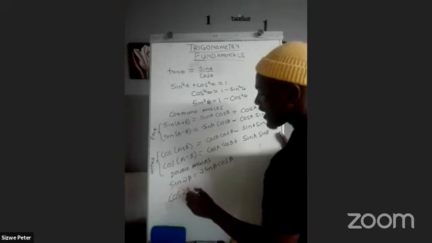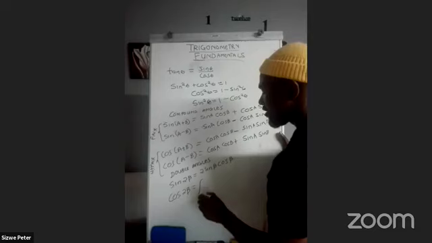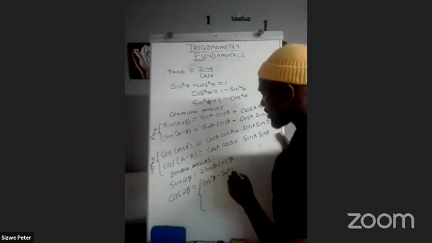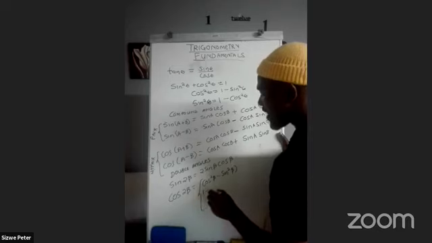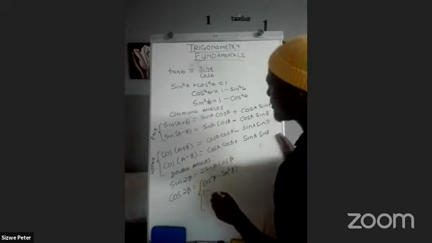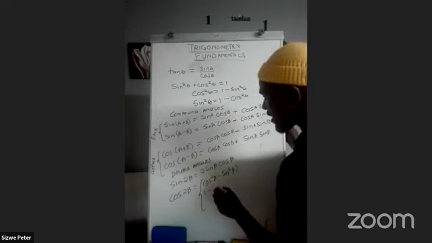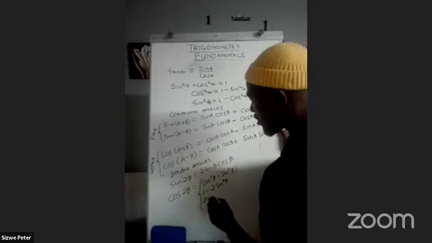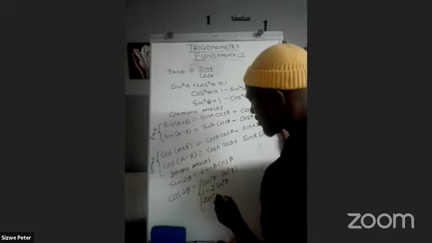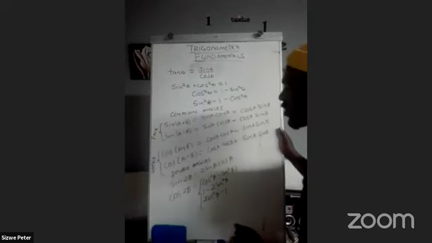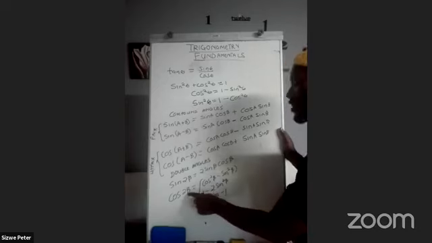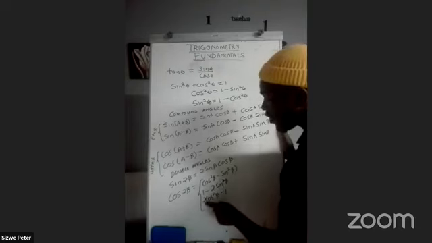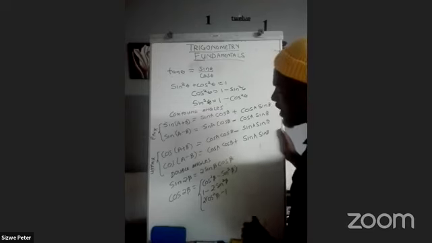Cos 2 beta, this is going to be what? It has 3 formulas. It's going to be cos squared beta minus sine squared beta. Or it's 1 minus 2 sine squared beta. And the last one is 2 cos squared beta minus 1. So cos 2 beta can be cos squared beta minus sine squared beta, or 1 minus 2 sine squared beta, or 2 cos squared beta minus 1. All right.